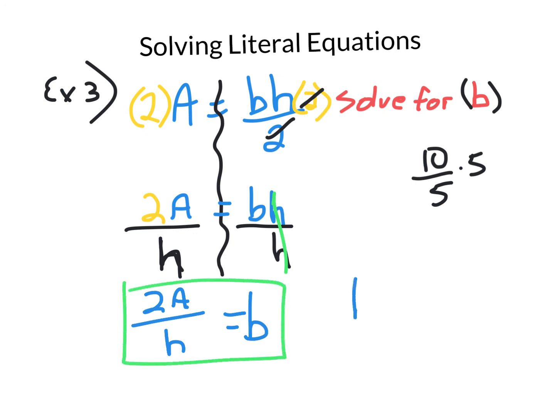Now again, you may see it written like this, same thing with the variable on the left, B equals 2A divided by H. So again, originally it was solved for A, but we used the same formula, the same information to solve for B, all right? That's how this is called solving literal equations.